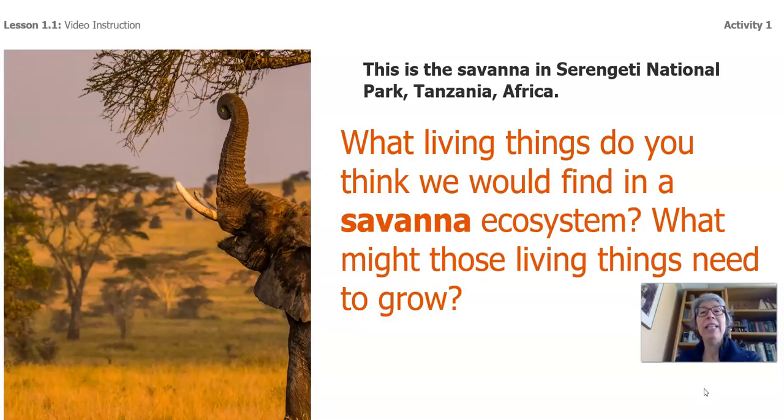This is the savanna in the Serengeti National Park. And in the United States, we pronounce this word Tanzania, but in Africa, they pronounce it Tanzania. What living things do you think we would find in a savanna ecosystem? What might those living things need to grow? Jot some ideas down. Talk to someone about what your ideas are.